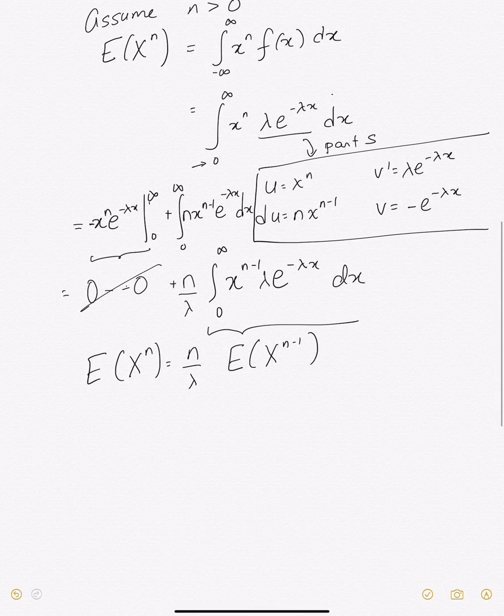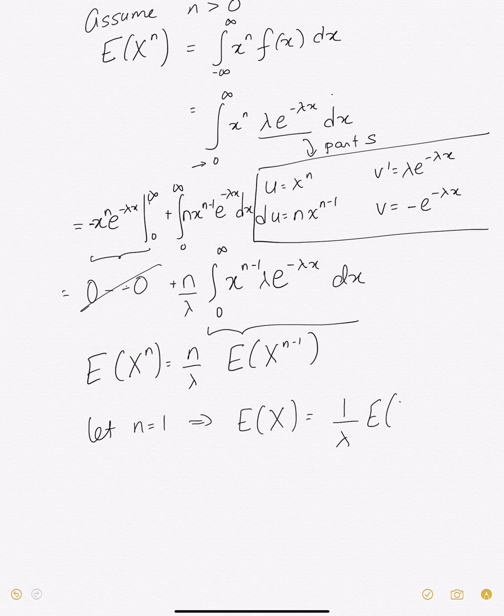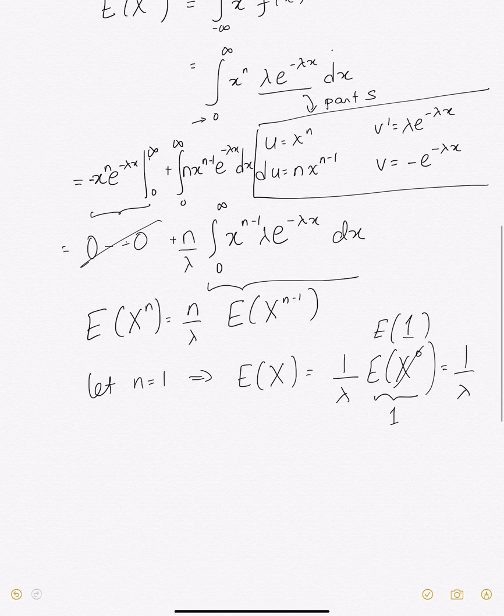Expectation of x to the n is n over lambda expectation of x to the n minus 1. Okay, now let n equal 1, and what do we get? We get expectation of x is 1 over lambda expectation of x raised to 0. But what's x raised to 0? That's 1. What's the expectation of 1? That's just 1. So this is just 1 over lambda. Very nice. Now we have the expectation of x.